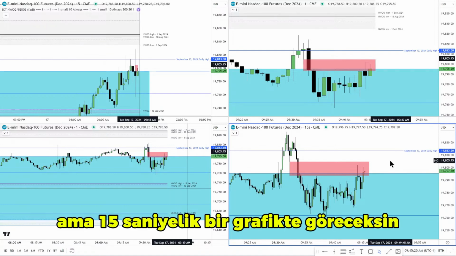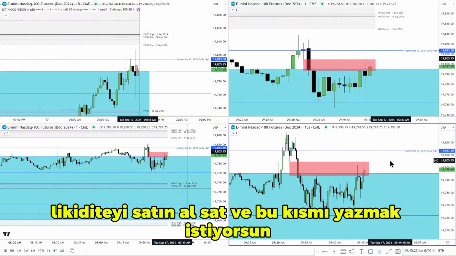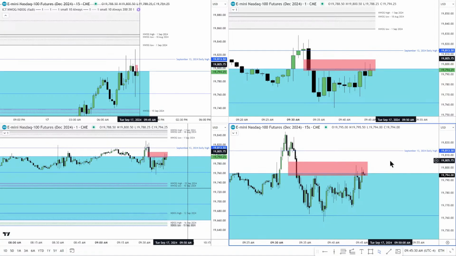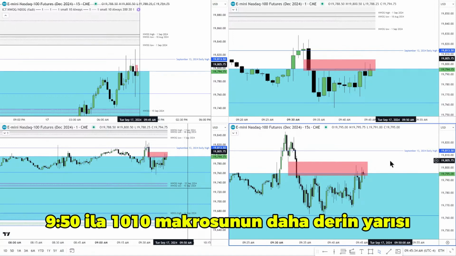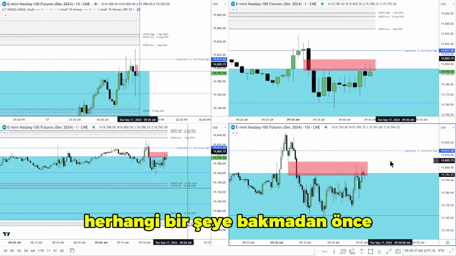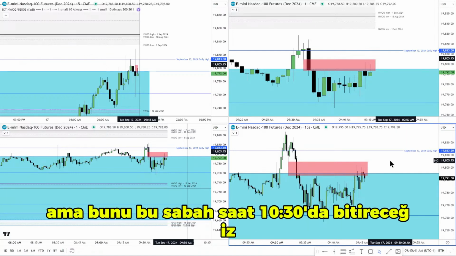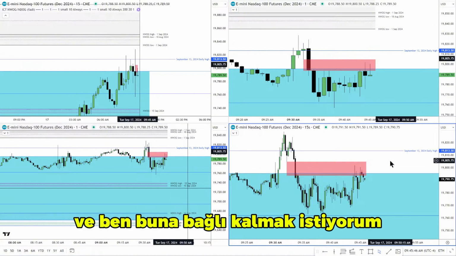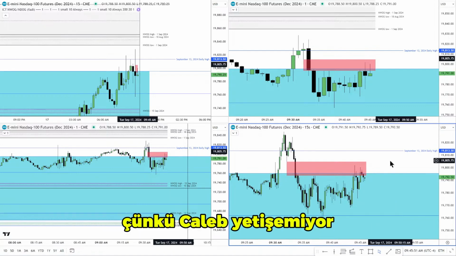But you'll see on a 15-second chart, if you can find 1 minute, 5 minute buy side, sell side liquidity, you want to write this part down because, like I said, I'm going to be waiting until we get into either the deeper half of the 950 to 1010 macro before I look for anything, or after 10 o'clock. But we're going to wrap it up at 10:30 this morning so that it's a little bit shorter, and I want to keep to that. I know I say that, but I have to force myself to do it because Caleb can't keep up with this while he's working his job.